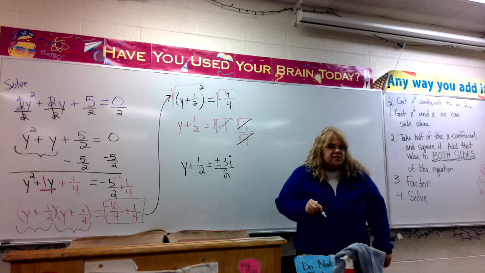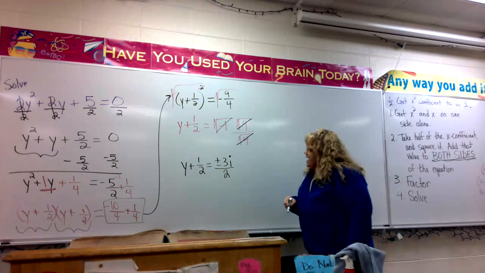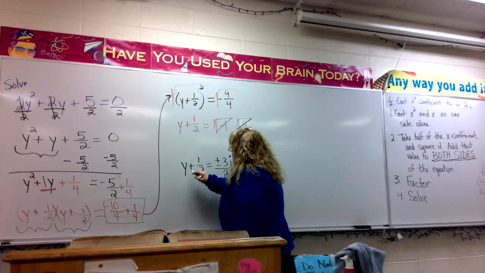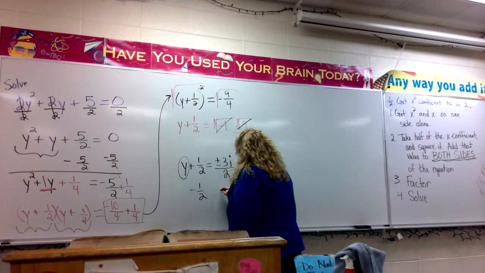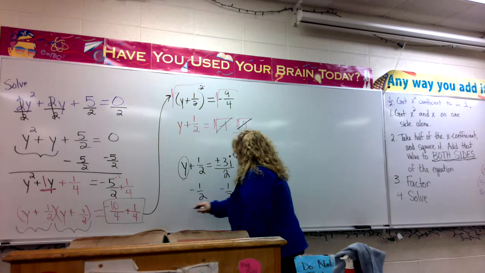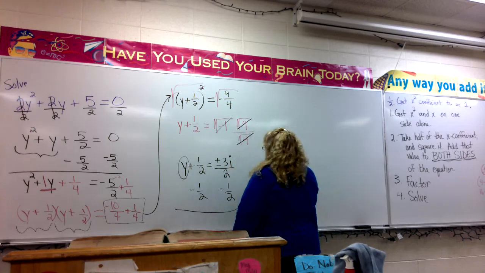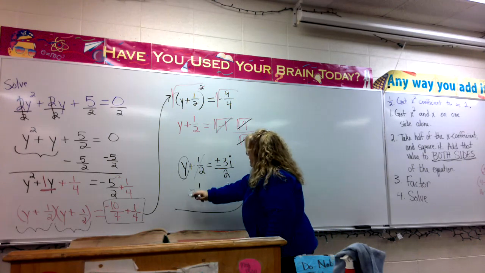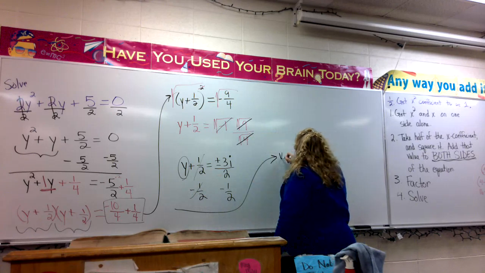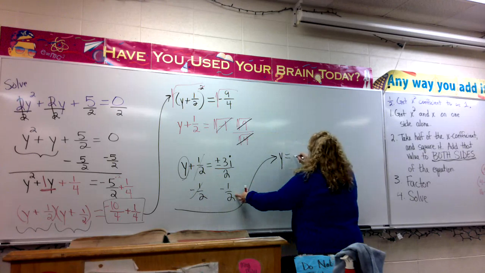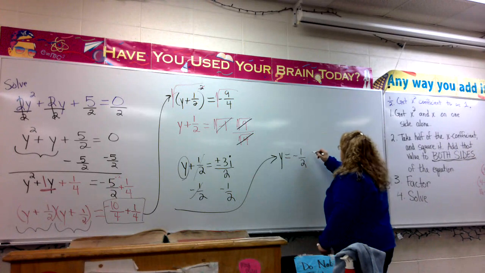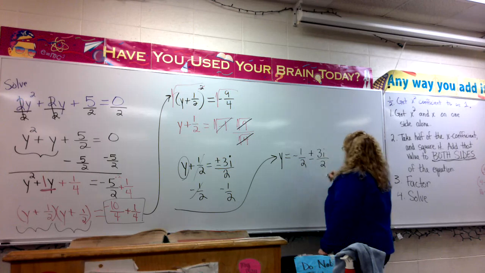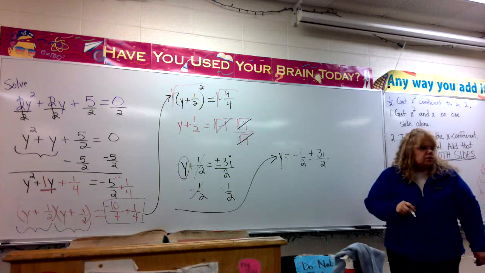So we're almost done. What's the last step? You got to get y by itself here. So get rid of the 1/2. And what does that look like then? This goes away. You just have y equals -1/2. Put the real part first. And then the imaginary plus and minus 3i over 2. Woo!